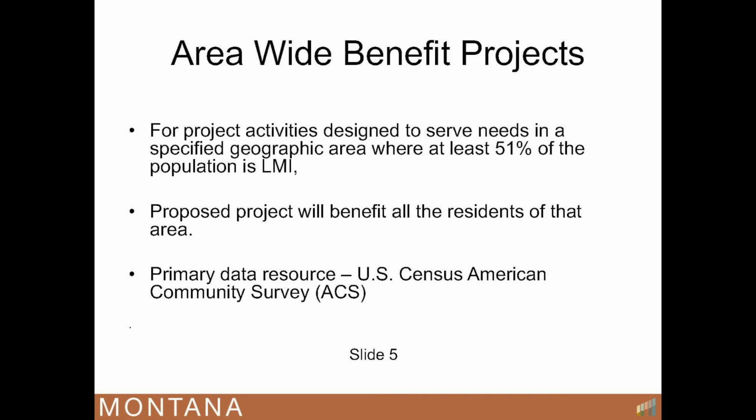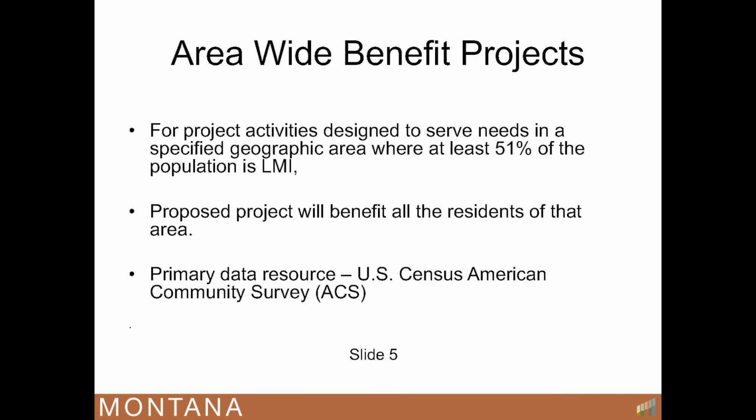All right, on slide 5, we'll talk about area-wide benefit projects. Now, this is for project activities designed to serve needs in a specified geographic area where at least 51% of the population is LMI, or low and moderate income. This is for cases where the proposed project will benefit all the residents of the area. The primary data resource is the U.S. Census American Community Survey, or ACS, data. The emphasis is on assisting a physical geographic area, such as a town or neighborhood.